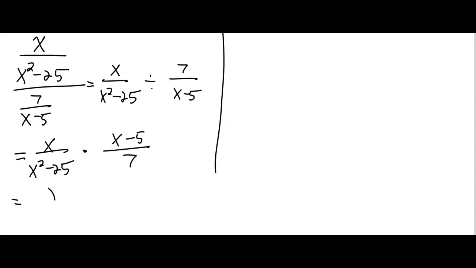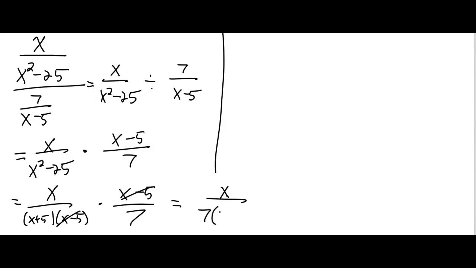We then factor everything we can. The denominator is a difference of squares, so we have x plus 5 times the conjugate x minus 5, and this is times x minus 5 over 7, and we can get the x minus 5 to reduce, giving us our final answer of x on top and 7 and the factor x plus 5 on the bottom.